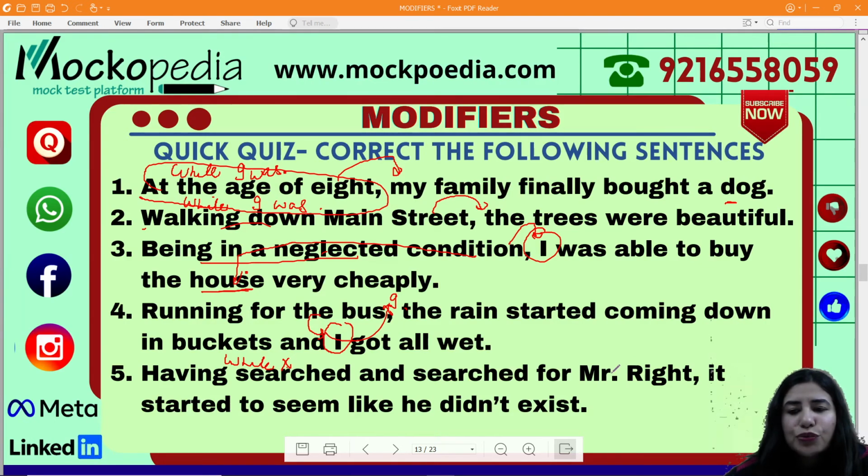X searched and searched for Mr. Right, it started to seem like he did not exist. Right? So I hope we are clear with all these examples. Aren't they so much fun? It's so interesting. It's so easy.